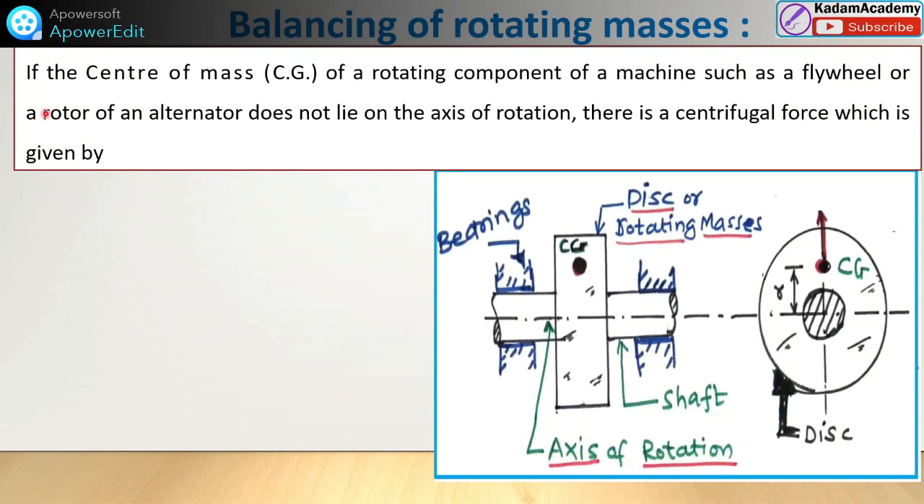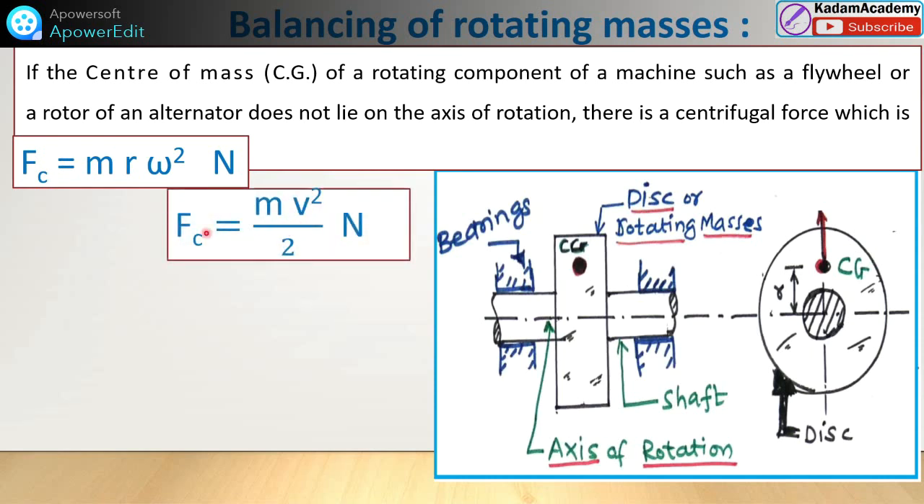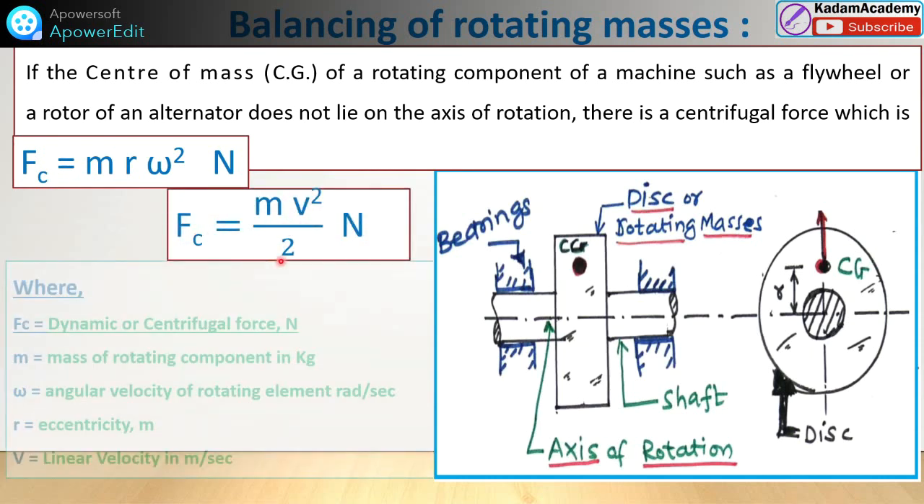Balancing of rotating masses. What is that? The center of mass, that is CG, of a rotating component of a machine such as the flywheel or rotor or alternator does not lie on the axis of rotation. If this center of mass is not on the axis of rotation, then there is a centrifugal force which is given by Fc equals m r omega square, in Newton. And also we can write this force as m v square by 2.